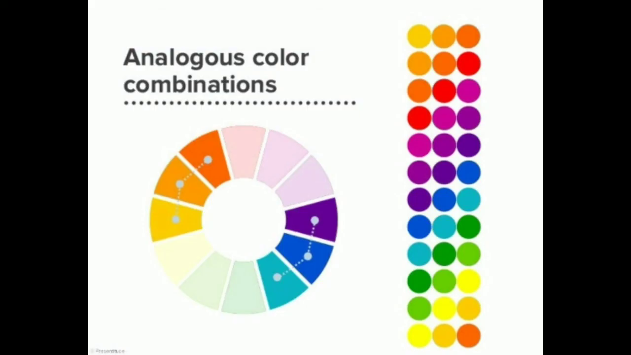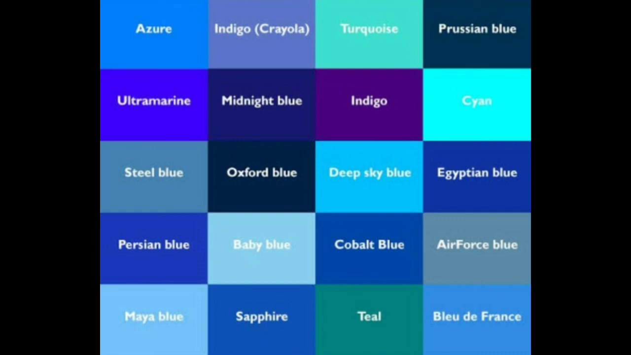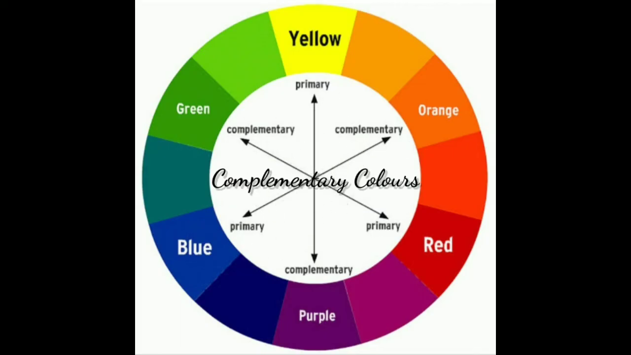Now, analogous colors. Analogous colors are groups of 3 colors that are next to each other on the color wheel and a tertiary. An analogous color scheme creates a rich monochromatic look. For example, you can see variety of blue color in this picture. Now, complementary colors. Colors found directly across from each other on the color wheel. This color scheme provides a strong contrast. Example, blue and orange, red and green, yellow and violet.